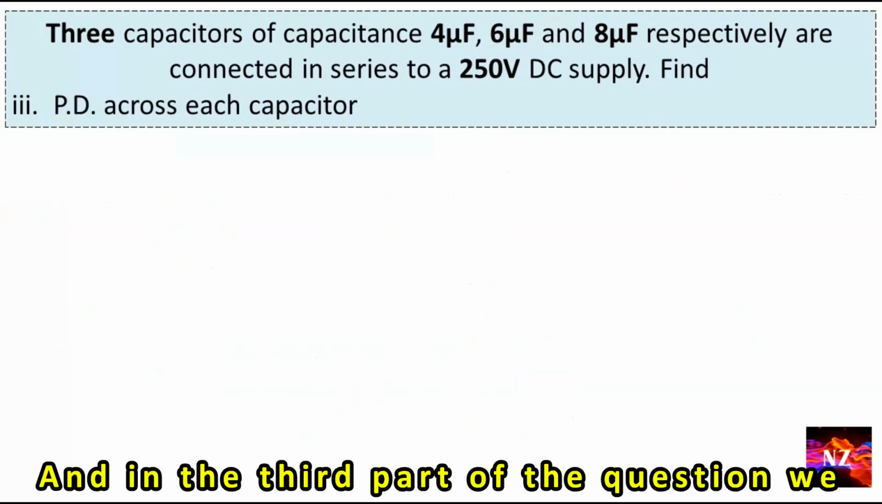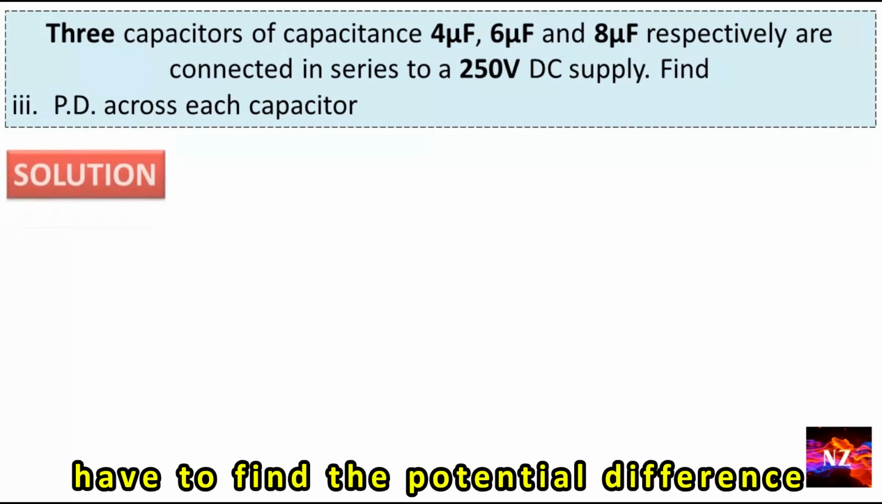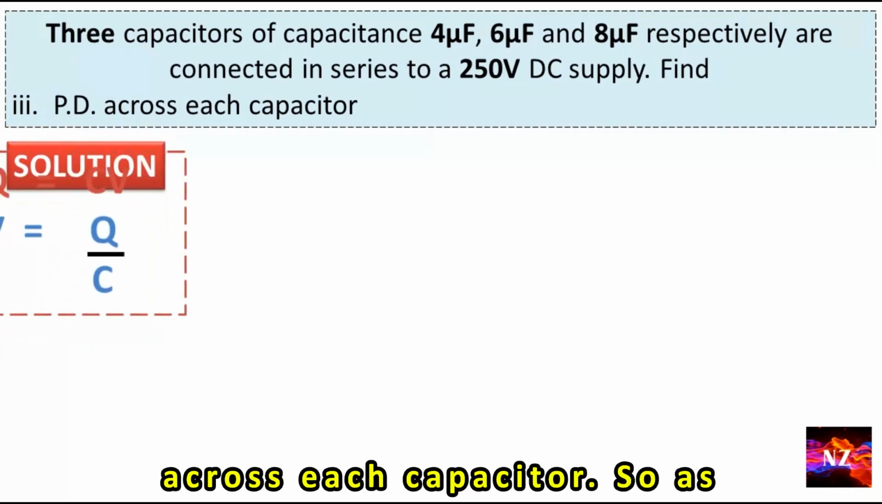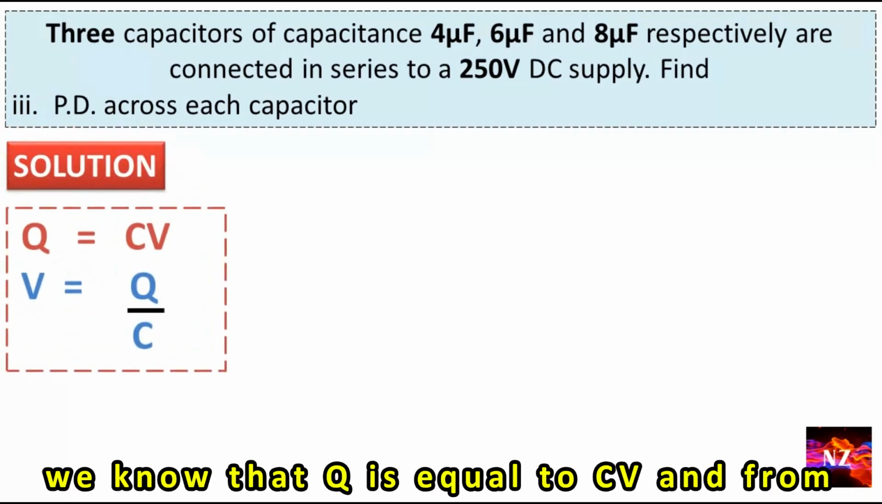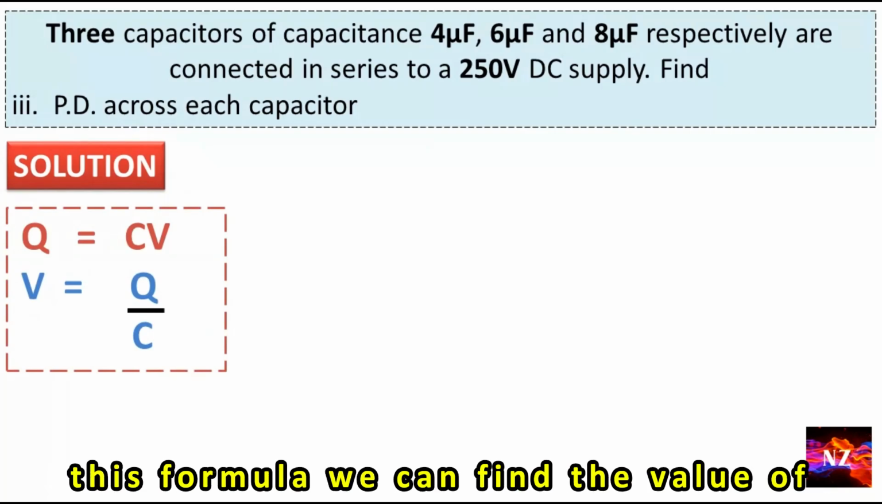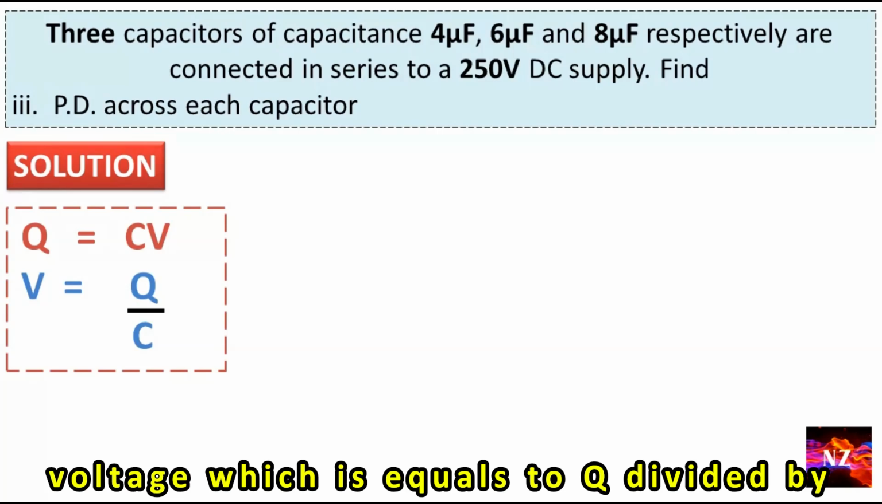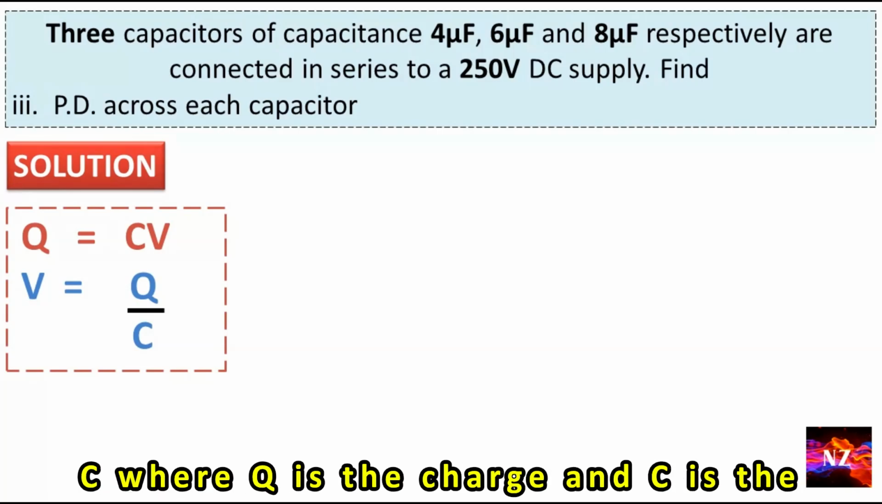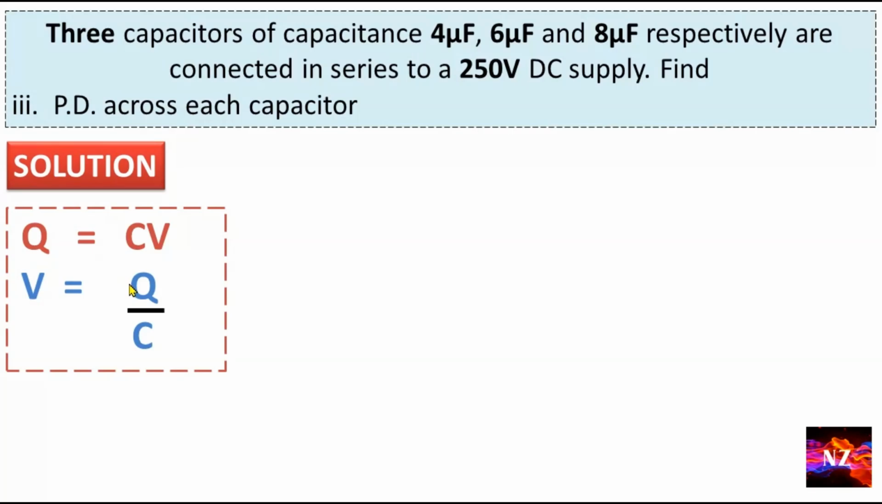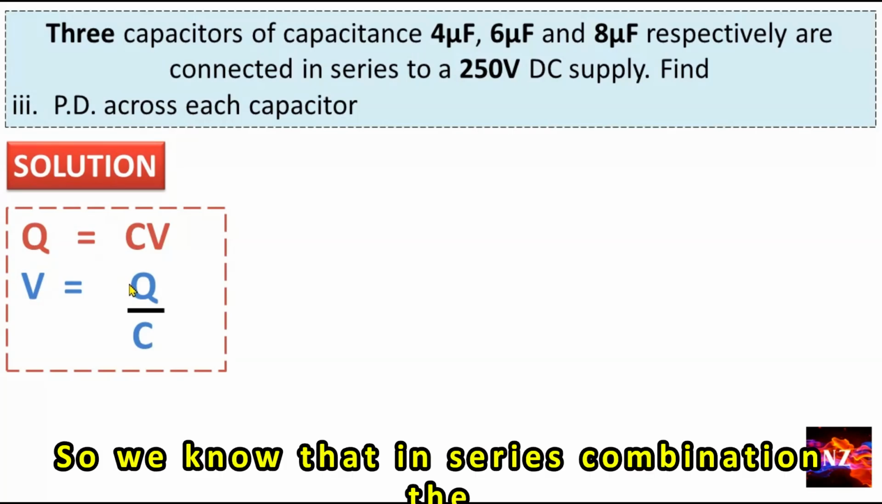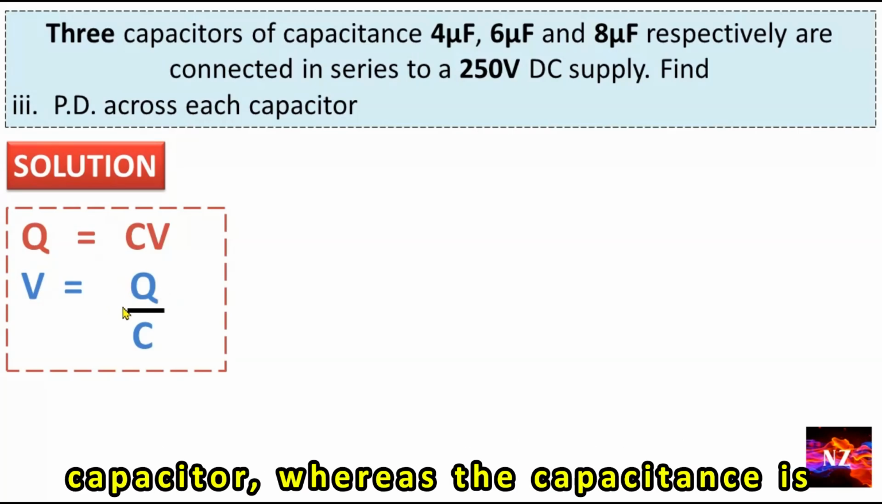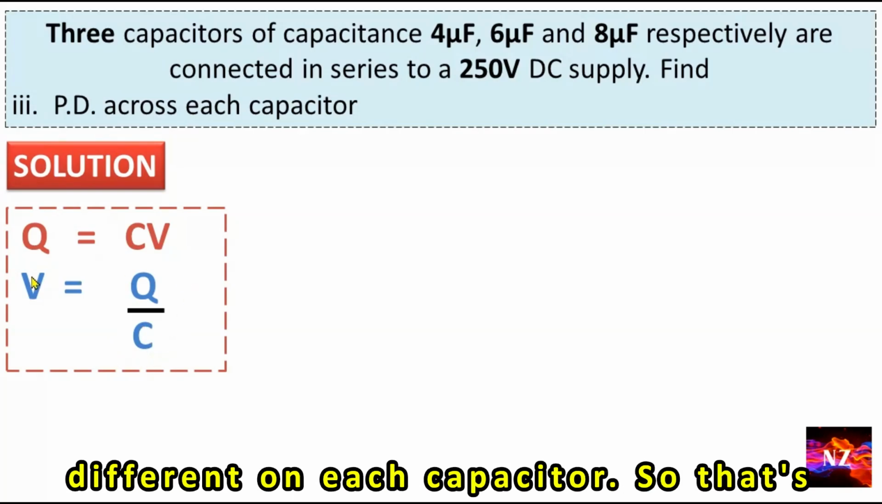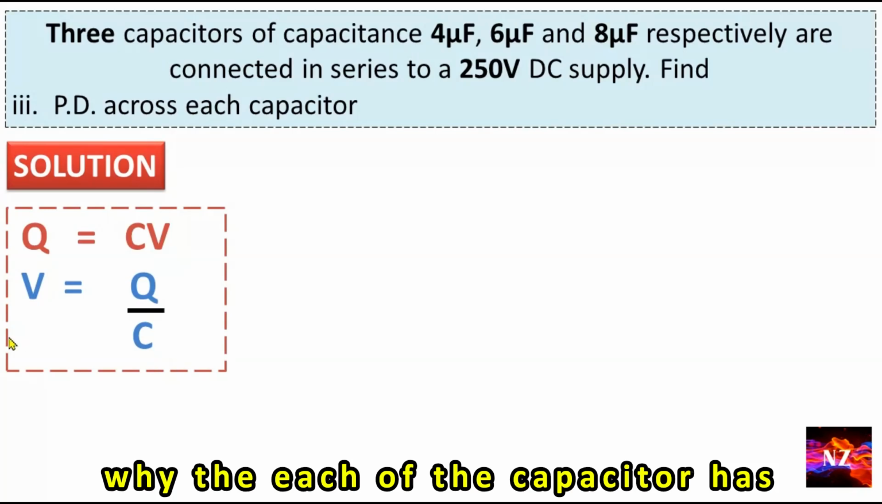In the third part of the question, we have to find the potential difference across each capacitor. So as we know that Q equals CV, and from this formula we can find the value of voltage, which is equal to Q divided by C, where Q is a charge and C is a capacitance. So we know that in series combination the charge Q is same on each of the capacitors, whereas the capacitance is different on each capacitor.